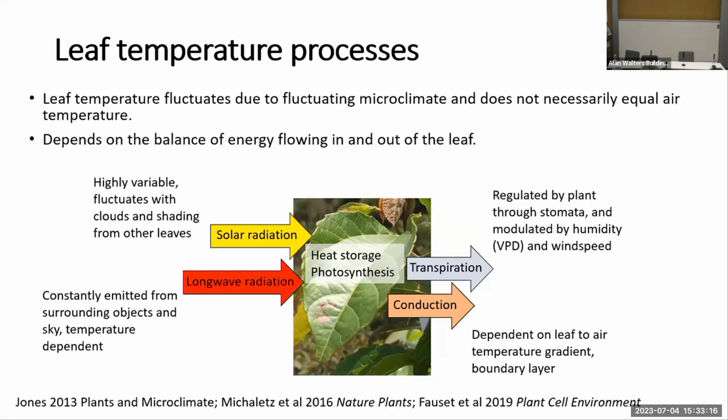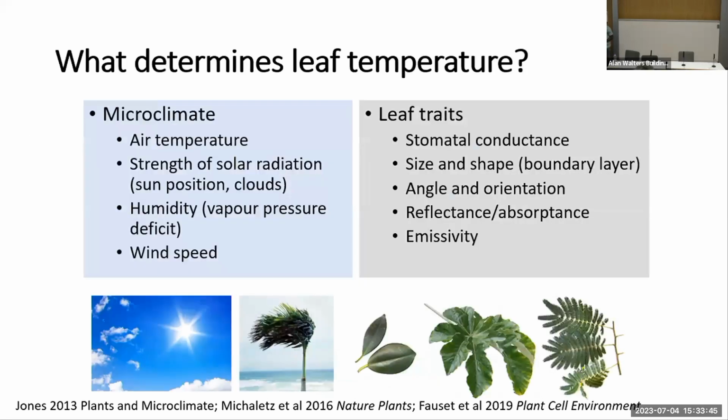Processes such as transpiration also lead to regulation of stomatal conductance. Sorry, leaf temperature is regulated through stomatal conductance and also modulated by the humidity and the wind speed. Other factors such as the airflow around the leaves and the canopy also influence the leaf-to-air temperature difference, which also affects the energy balance.